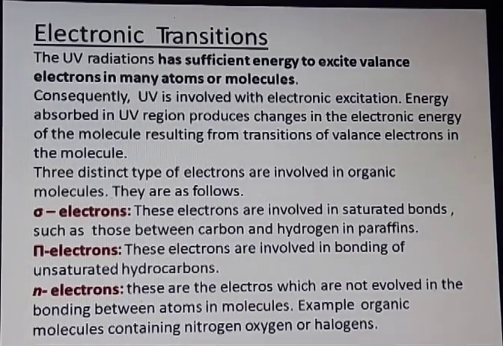Electronic transition, which is the most important topic, could be asked in exams. The UV radiations has sufficient energy to excite valence electrons in many atoms or molecules. And three distinct types of electrons are involved in organic molecules. They are sigma electrons. These electrons are involved in saturated bonds. Pi electrons, they are involved in unsaturated bonds. And n electron, these are the electrons which are not involved in bonding between atoms in molecules.